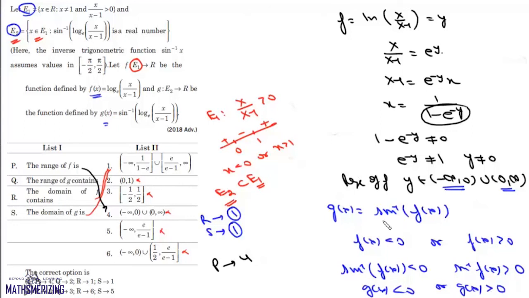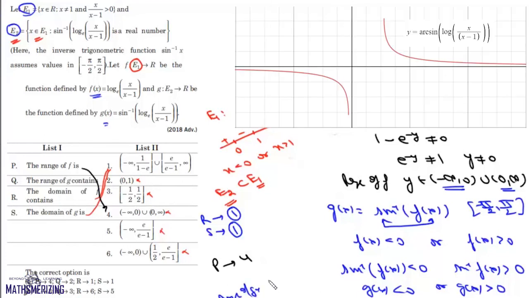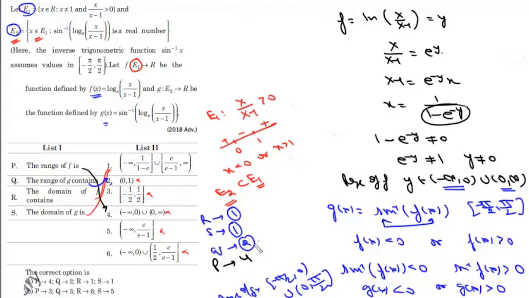And since g(x) is a sine inverse function, we know that its principal value range will lie between minus pi by 2 and plus pi by 2. So the range of this g(x) will be from minus pi by 2 to 0 not inclusive, union 0 to pi by 2 inclusive. And the only option which is contained in this set is this option 2. So the range of g contains the set 2. So Q matches with 2. So the answer to this question is P matches with 4, Q matches with 2, R with 1 and S with 1. And that's your option A. And that is the answer to this question.